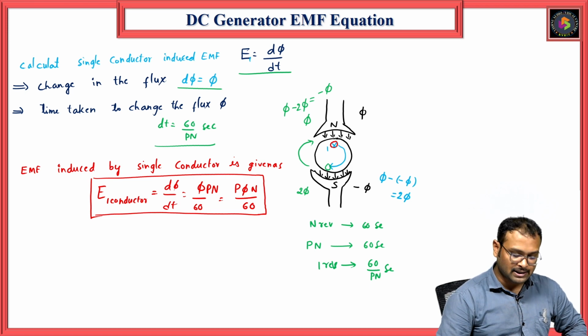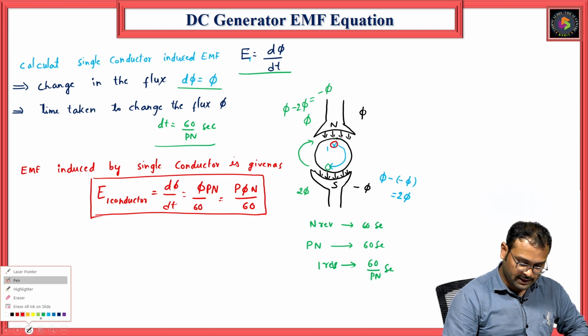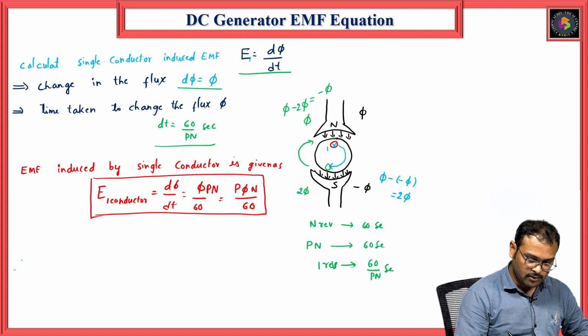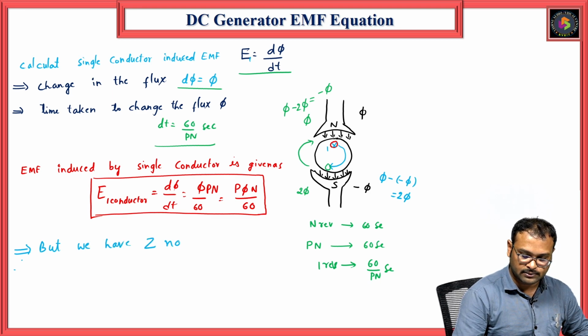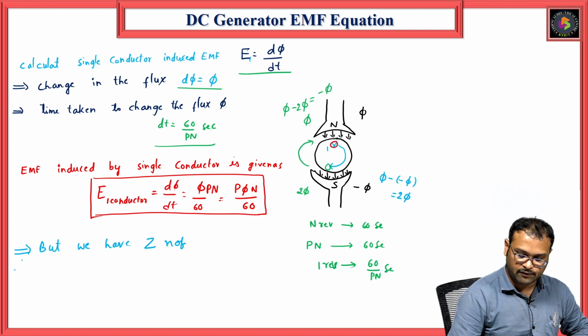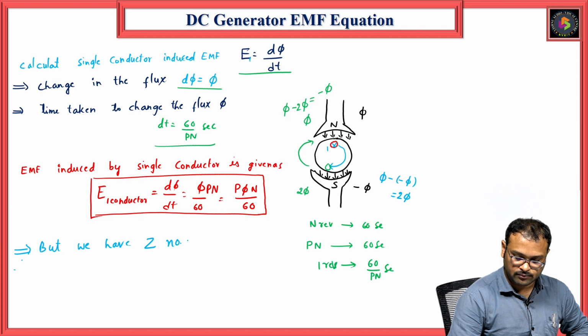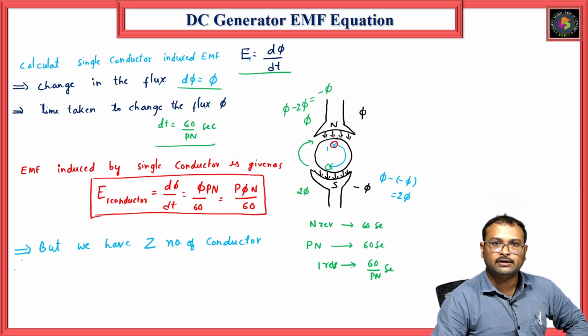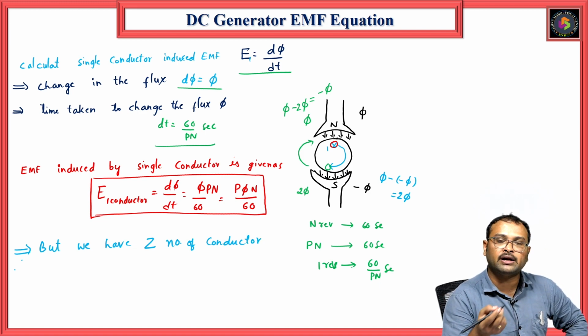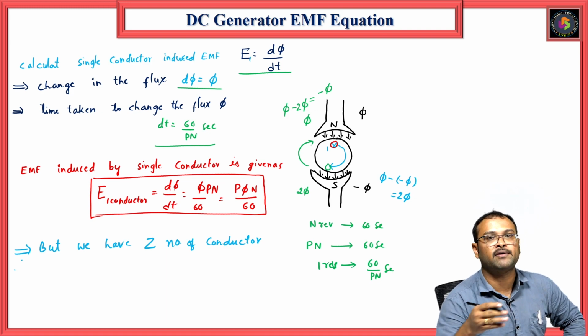But how many conductors do we have? We have Z number of conductors. Right? So if Z number of conductors are there, all in series, EMFs will add.